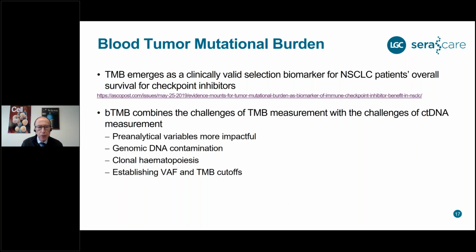So then we move to blood TMB, so important as well. It is emerging as a clinically valid selection marker for non-small cell lung cancer, for example. So blood TMB combines the challenges I just talked about for general TMB measurements, but also then you have more issues around pre-analytical availability since it's in blood. Perhaps since it is in blood, you have genomic DNA contamination, especially from clonal hematopoiesis, issues to deal with there. And then you need to establish your VAFs, very little fractions, and your TMB cutoffs once again.